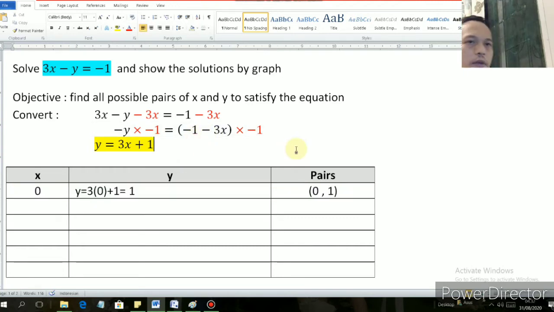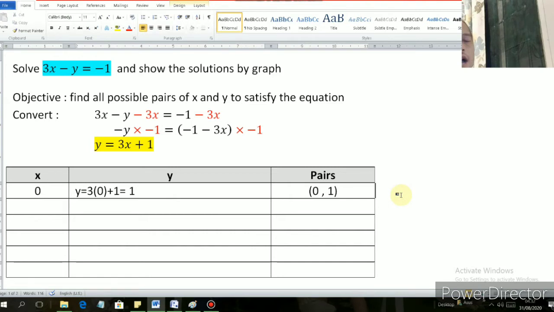If I use 0 as my x, what is the y? What is the pair? To find the pair, I use this equation and just substitute my x into this. So in the end, I will know that my y is 1. So this is my first solution, the first ordered pair, (0, 1).